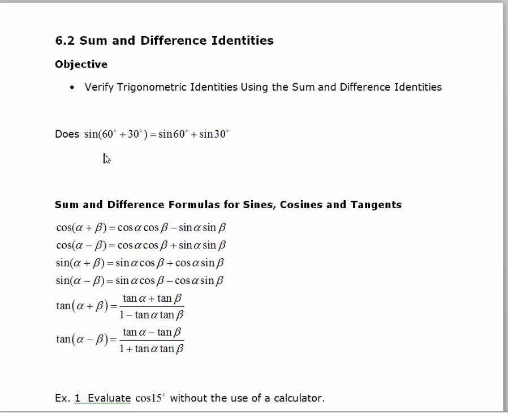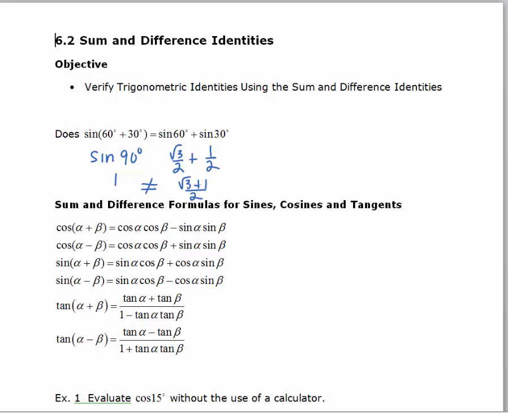So the left-hand side, the sine of 60 degrees plus 30 degrees, is actually just the sine of 90 degrees. And the sine of 90 degrees is equal to 1. The sine of 60 degrees is equal to the square root of 3 over 2. And we want to add that to the sine of 30 degrees, which is 1/2. So the right-hand side is the square root of 3 plus 1 all over 2. These two are not equal. And so the sine of a sum is not equal to the sum of the sines.